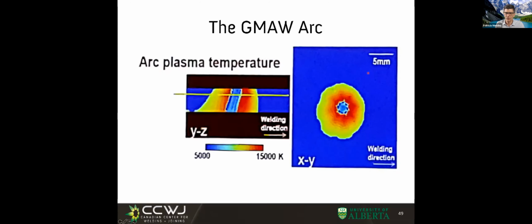I would like to switch to voltage in welding. Any questions while I switch slides?